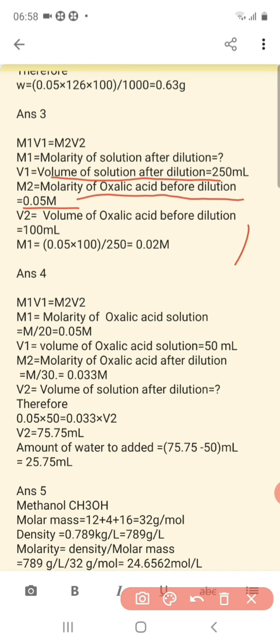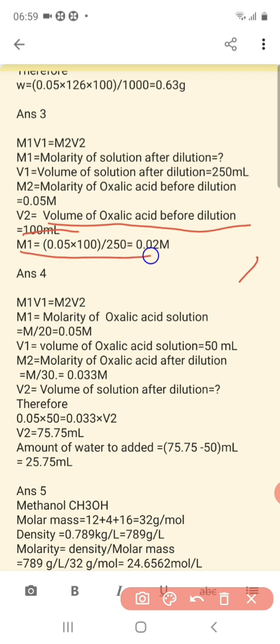Volume V2 is the volume of oxalic acid before dilution, that is, the volume of oxalic acid taken before dilution, which is nothing but 100 ml. Now on substituting the respective values in the formula M1V1 is equal to M2V2, M1 will be equal to M/20 multiplied by 100, that is M2 is M/20, V2 is 100 ml, divided by V1, that is 250 ml. On substituting these values in the equation above, we get M1 is equal to 0.02 molar. So the molarity of the diluted solution will be equal to 0.02 molar.